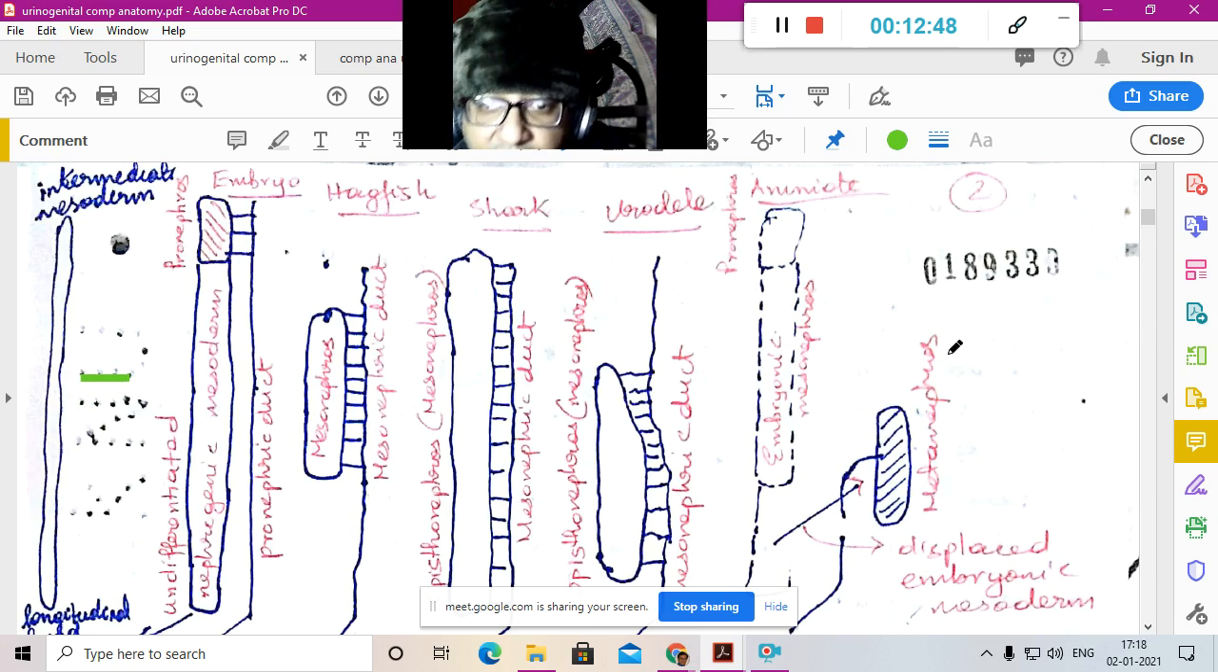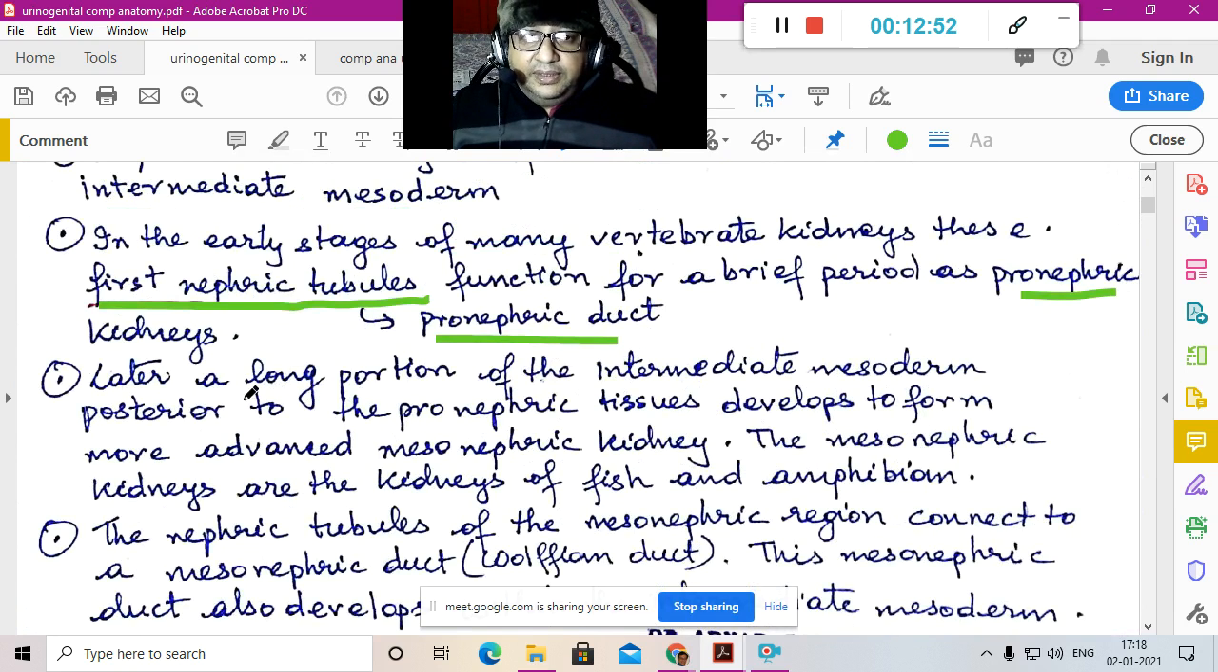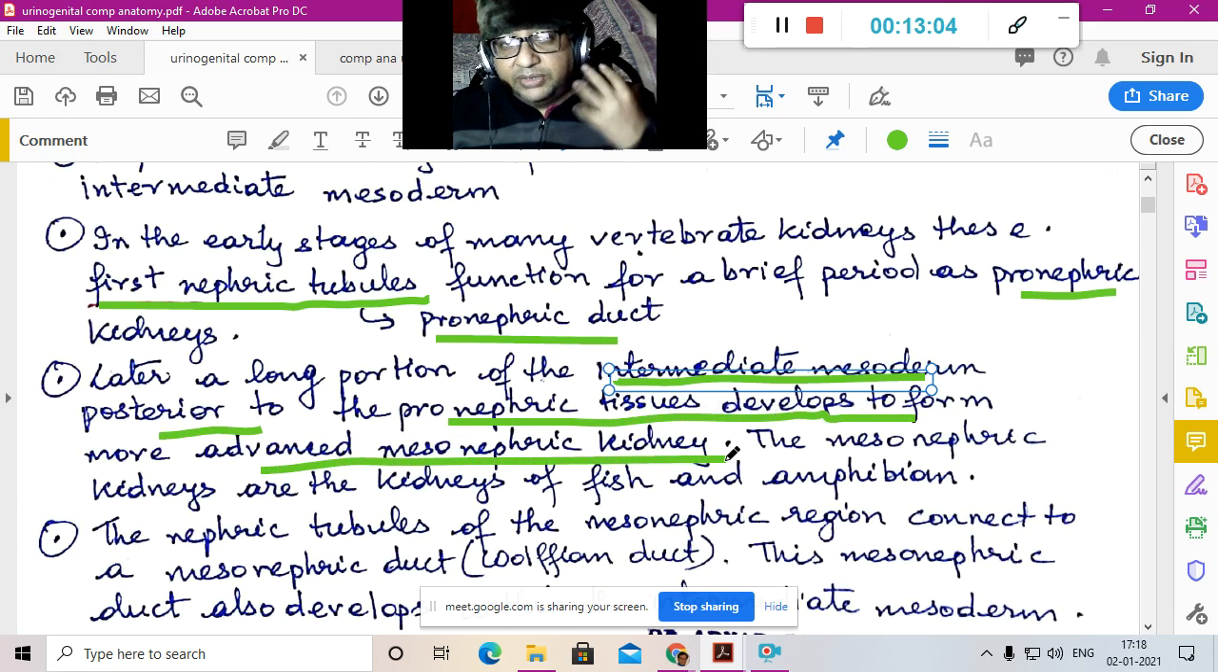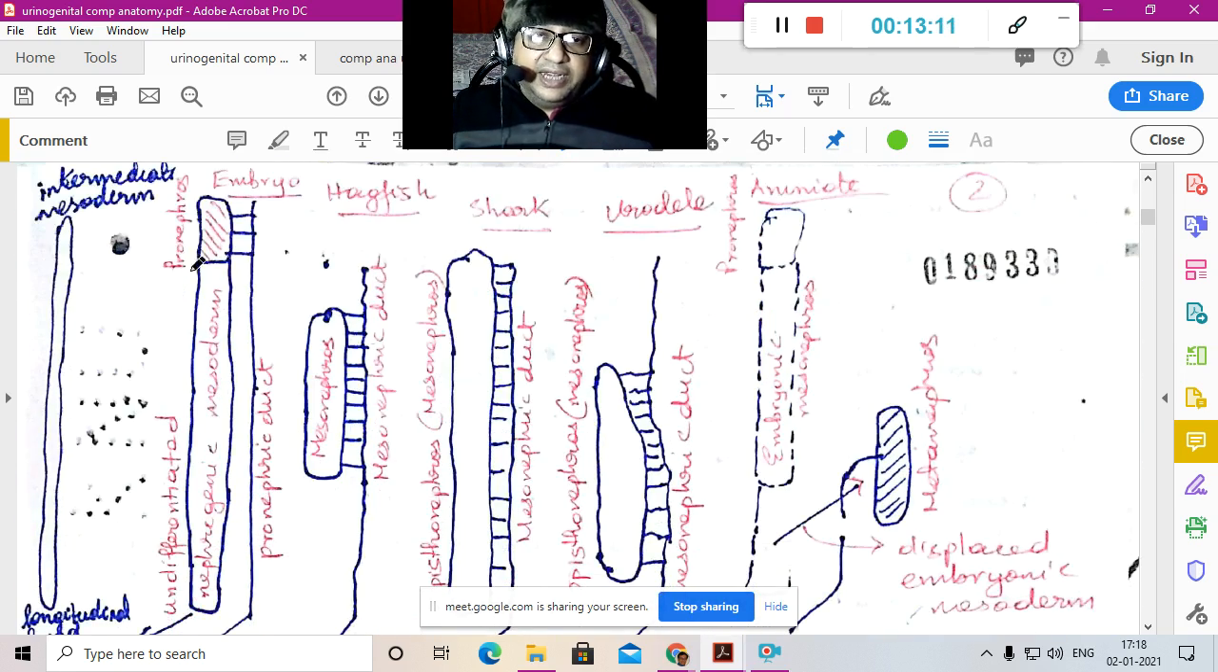Then let us go through the notes step by step. Later, a long portion of the intermediate mesoderm posterior to the pronephric tissue develops to form a more advanced mesonephric kidney. So the mesonephric kidney is more advanced than the pronephric kidney. Have a look at this picture. Pronephros. Later, in this region, the more advanced mesonephric kidney is formed, for example as you see in hagfishes.